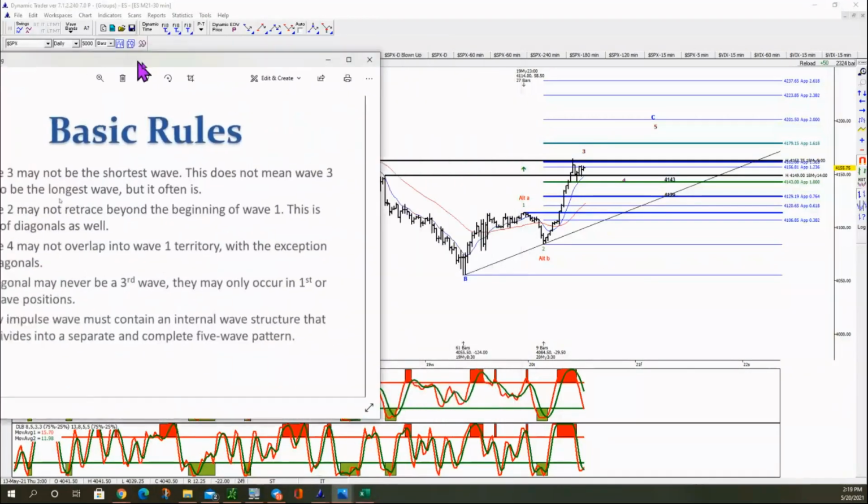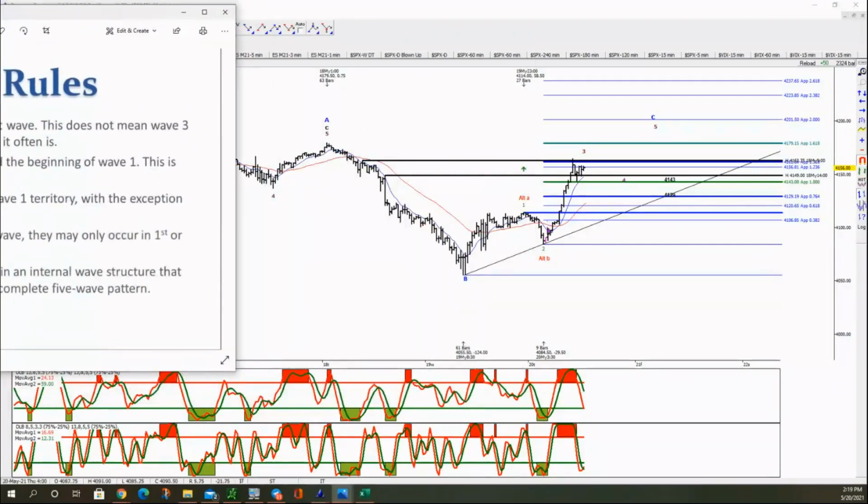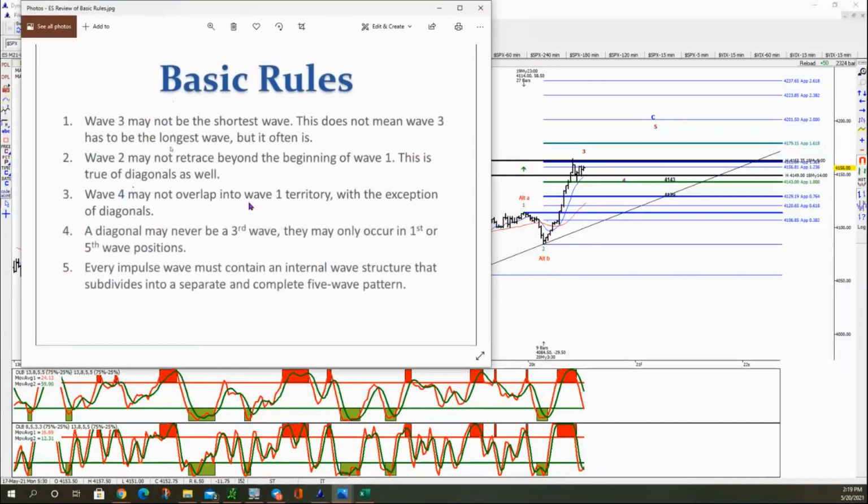So let's review them one more time since they're so important here. Wave 3 may not be the shortest wave. Does not mean it has to be the longest wave, but it often is. Wave 3s can go on for a long time. Wave 2 may not retrace the beginning of wave 1. Wave 2 cannot drop down here. Wave 4 may not overlap into wave 1 territory. This wave 4 down should not go down into here. And we talked about diagonal may never be in the third wave. They may only occur in first or fifth wave positions.